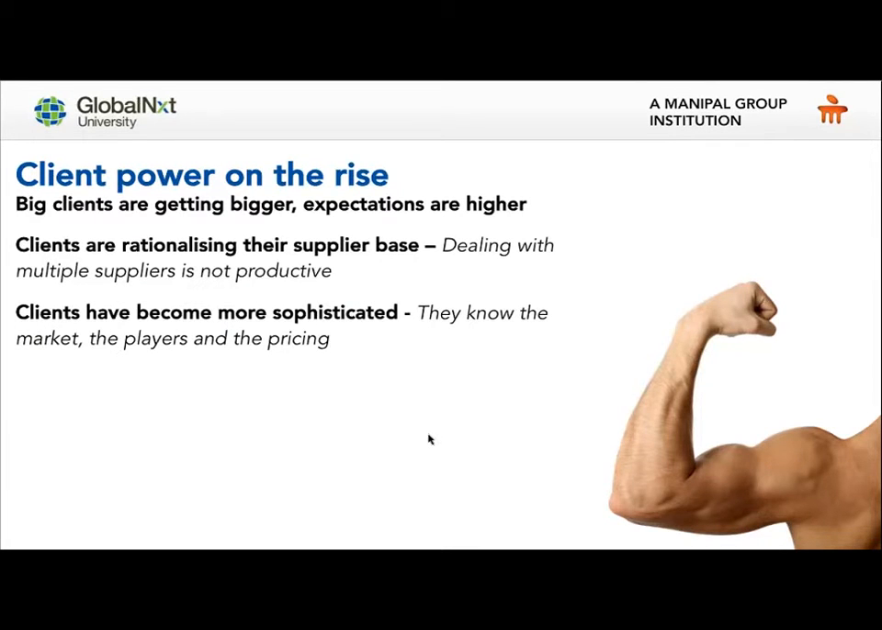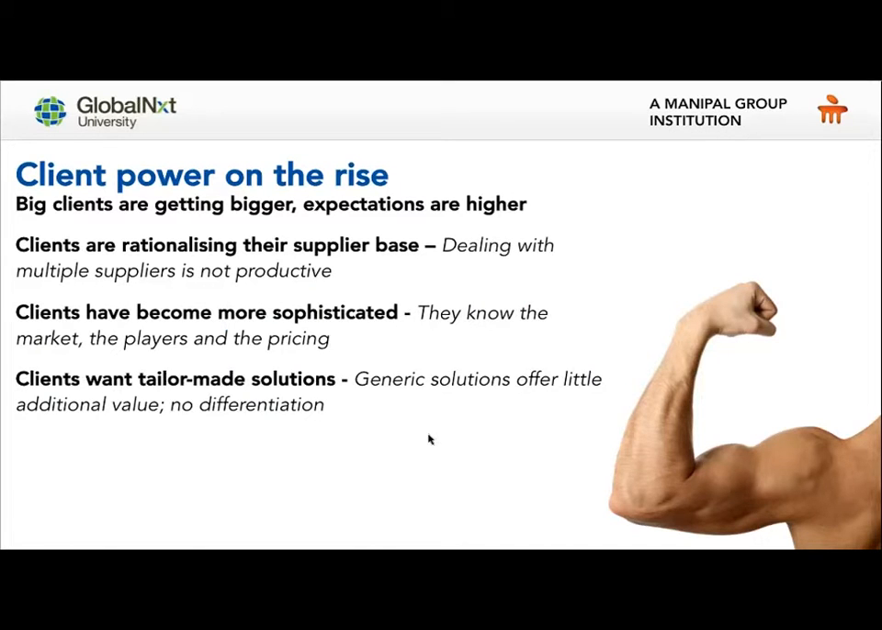Clients are also becoming a lot more sophisticated. They know the market, they know the providers, they know the pricing. They have deep knowledge because they're in the industry. So, they're becoming a lot more sophisticated in their purchasing decisions.